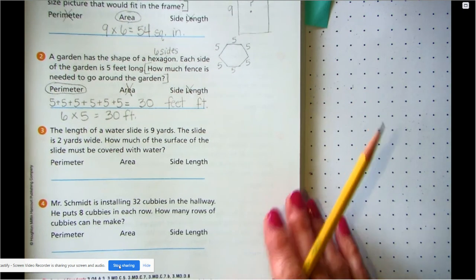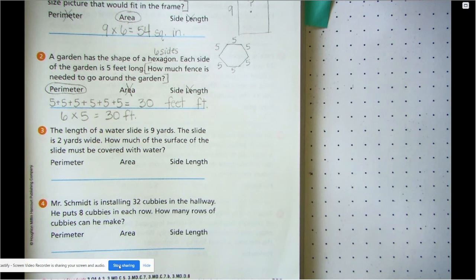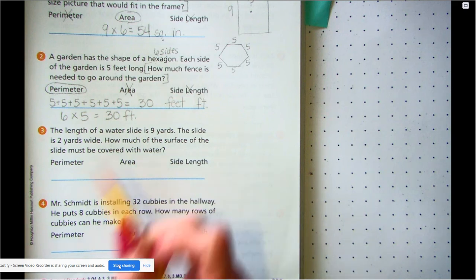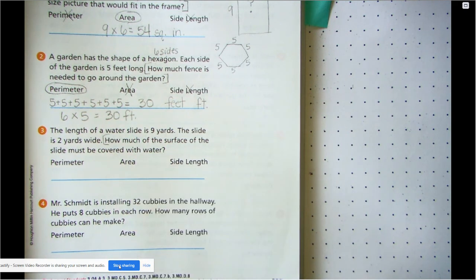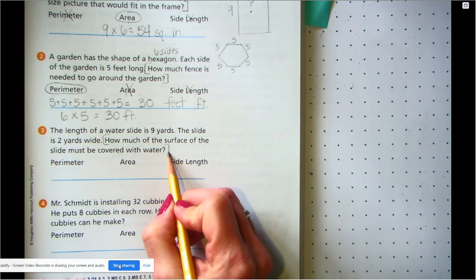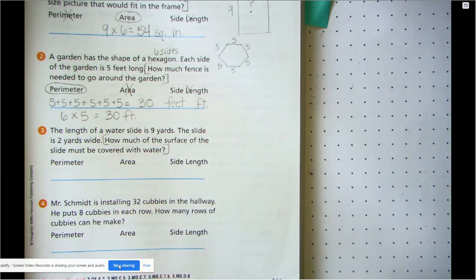The length of a water slide is 9 yards. Ooh, the slide is 2 yards wide. So how much of the surface of the slide must be covered with water, right? The surface would be the top of it, just like if we think about looking out at the water, the surface is what we see. We don't see what's underneath.